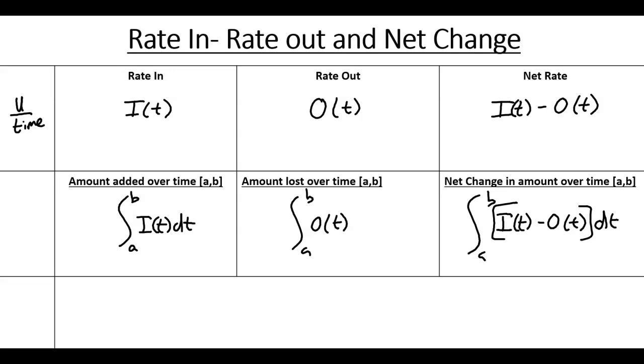And the units for this row are all just the units with no time on the bottom, because when you integrate, you lose a time factor on the bottom. And finally, we have our integral formula, our net change formula here.